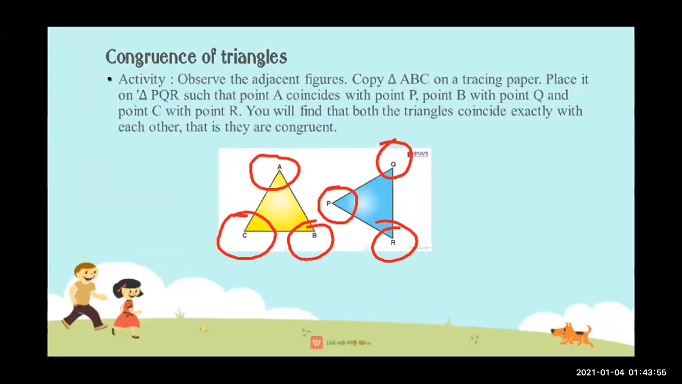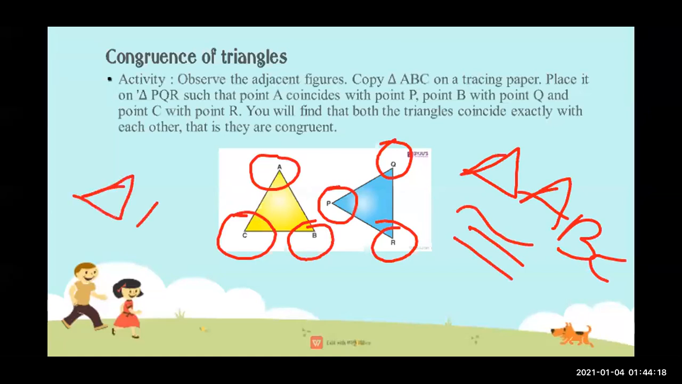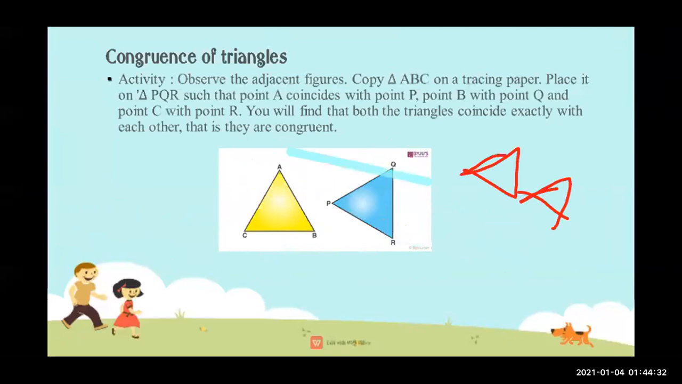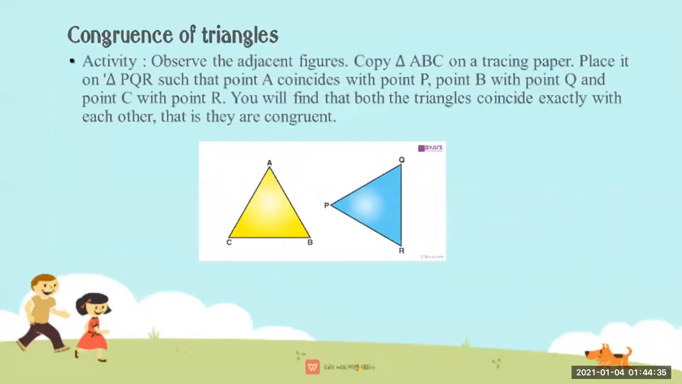You will find that both the triangles coincide exactly with each other. So they are called congruent. So triangle ABC and triangle PQR are called congruent. That means triangle ABC is congruent to triangle PQR because point A coincides with P, B coincides with Q, and C coincides with R. I hope till here you people have understood. Let us move to the next part.